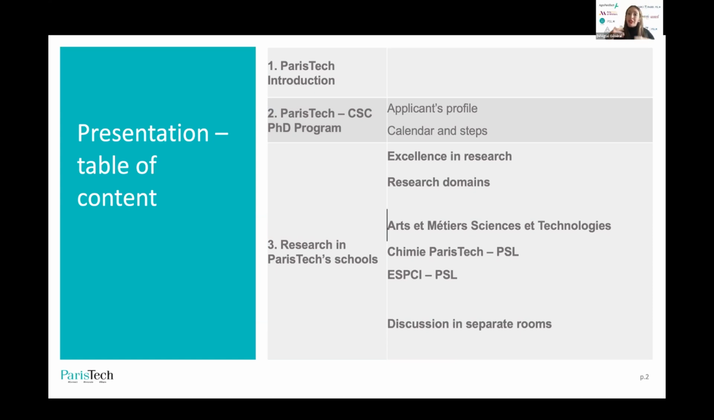We will also have a little talk about our excellence in research and our domains, in our labs. And then I'm happy to tell you that we will be welcoming some advisors of our different schools, and they will be able to present you their schools and also what they do. And it will be some useful information for you.